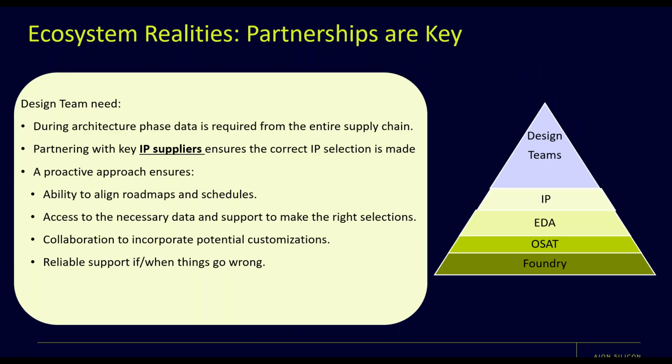Okay, so let's move on a little bit and talk about the ecosystem realities. The reality of it as an architecture team is we need data from pretty much the entire supply chain, all the way from the foundry, all the way up to the IP providers and everything in between. IP suppliers are critical to us at this stage. We need to ensure we have the correct IP selection.